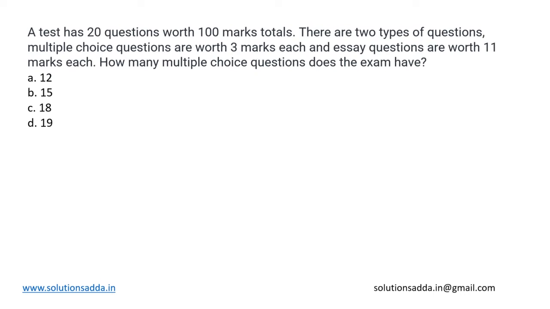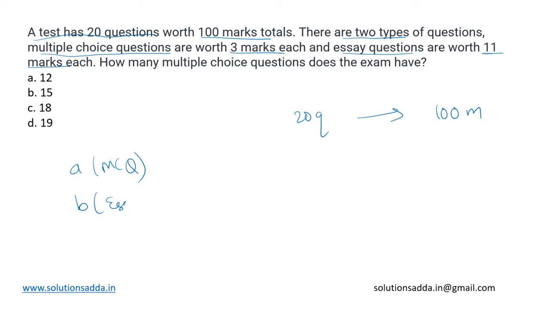This is a mathematical aptitude question. It is saying that a test has 20 questions worth 100 marks in total. So there are 20 questions and 100 marks in total. Now there are 2 types of questions in the test: multiple choice questions worth 3 marks each and essay questions worth 11 marks each. So let us say there are A multiple choice questions and B essay type questions. These are worth 3 marks each and these are worth 11 marks each.